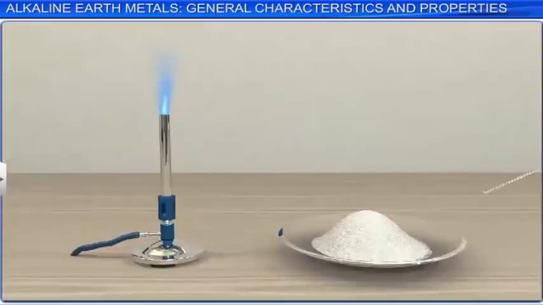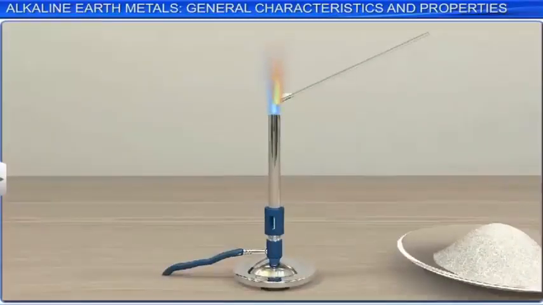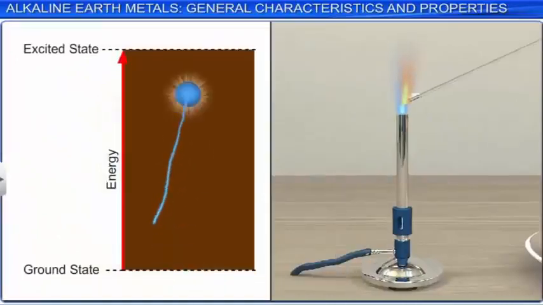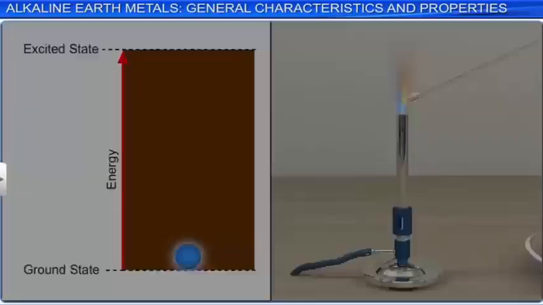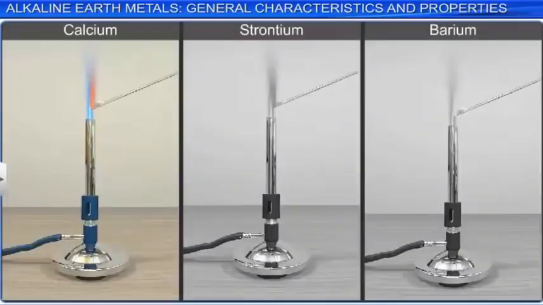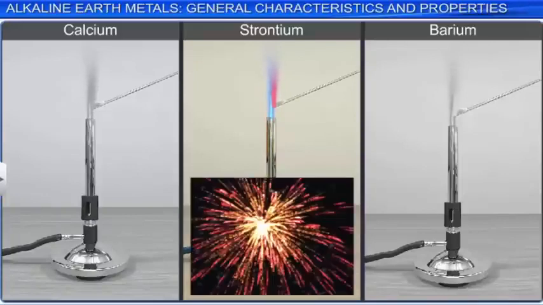You hold a sample of a metal salt in the flame and observe the change in color. The heat of the flame excites the electrons to a higher energy level, and then the electrons emit light as they return to the ground state. Calcium salts produce a characteristic brick red flame. Strontium salts can be recognized by the crimson flame that results. Strontium salts are used to make fireworks that emit red light. Barium gives an apple green color to the flame.